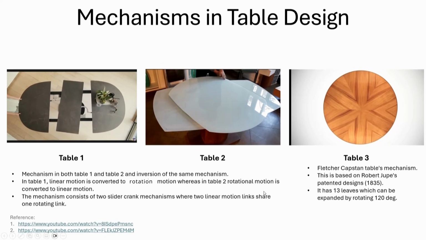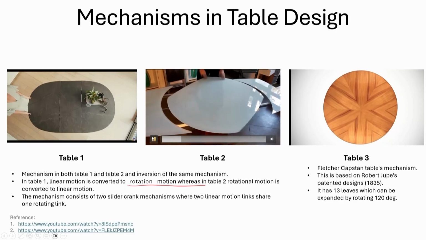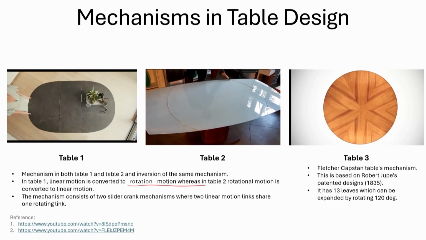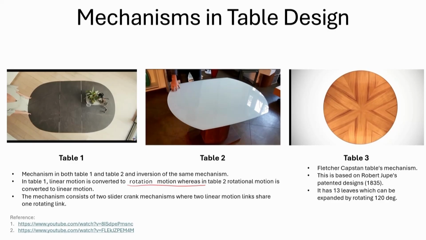You can see that it has the inversion, and in the case of table 2, the rotational motion is converted to translatory, the linear motion. Basically, in both these cases you have two slider crank mechanisms together. So, whatever we have seen, the slider cranks, the 4 bars, you can take a number of them together and create many complicated systems.